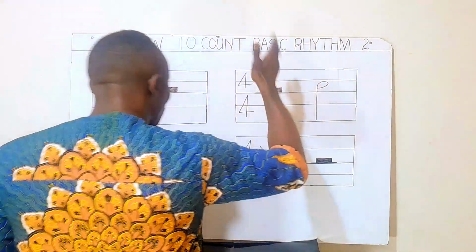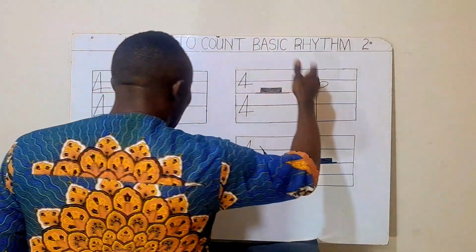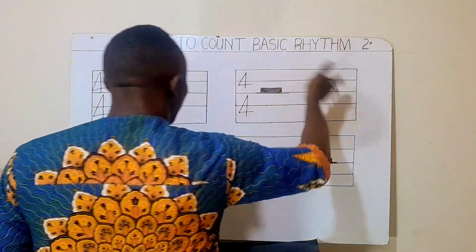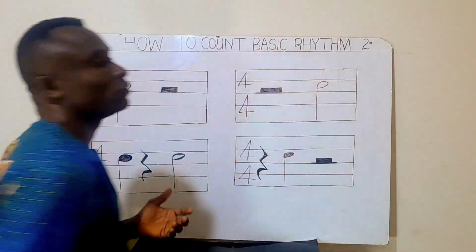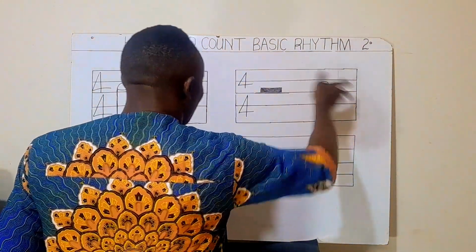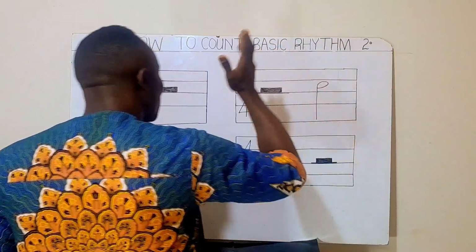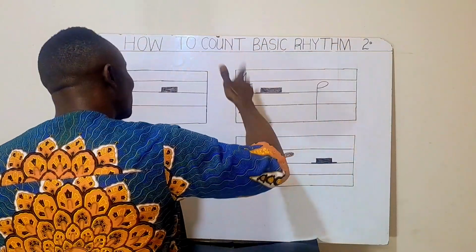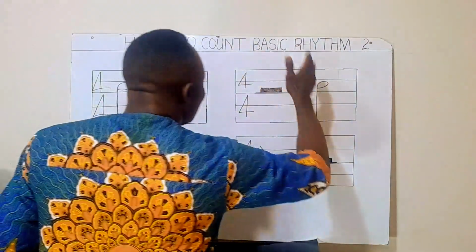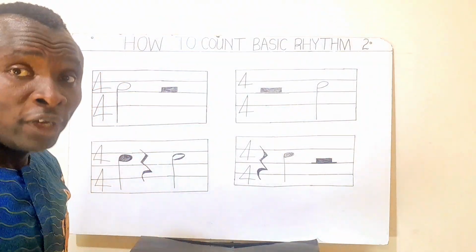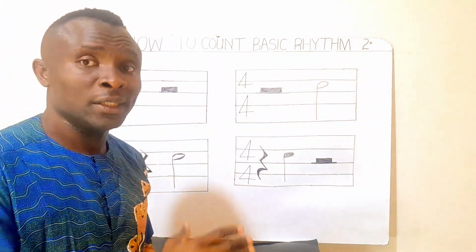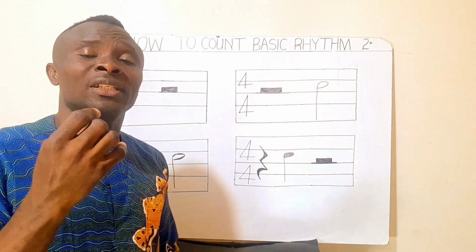If it was sung, it could go like this: Do, Do. 1, 2, 3, 4. Do. So that's just it. Or you can also say 1, 2, 3. Do.